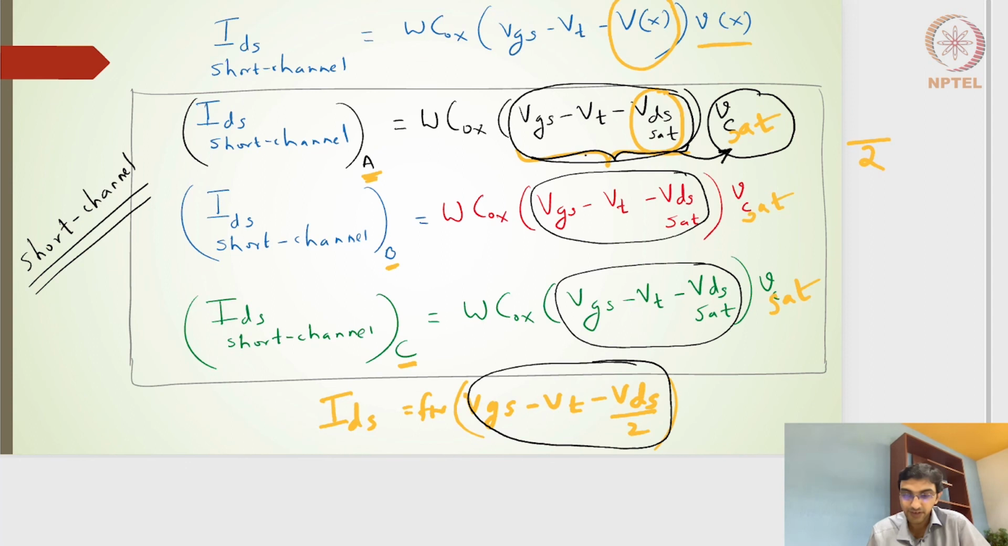Of course, you don't really have to appreciate this particular effect, whether it is VDS saturation by 2 or the correct expression, VGS minus VT minus VDS saturation multiplied by velocity saturation. But just for those of you who are interested in why it is not VDS saturation by 2: because we have taken a higher velocity term, that's why we are getting compensated at VDS saturation.